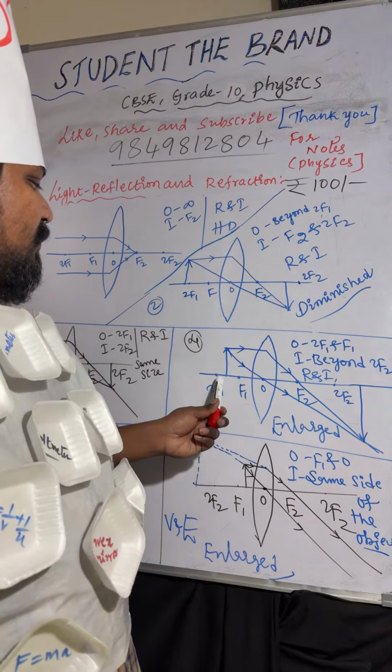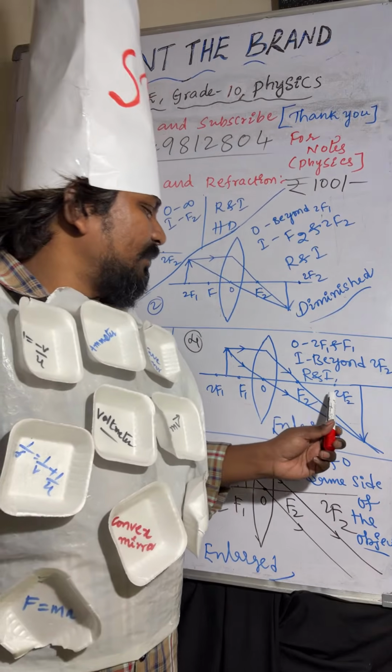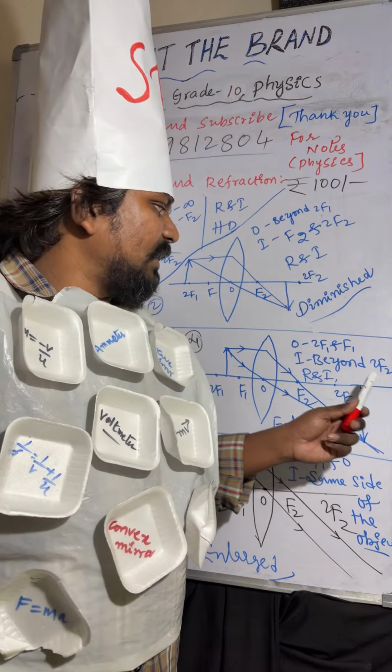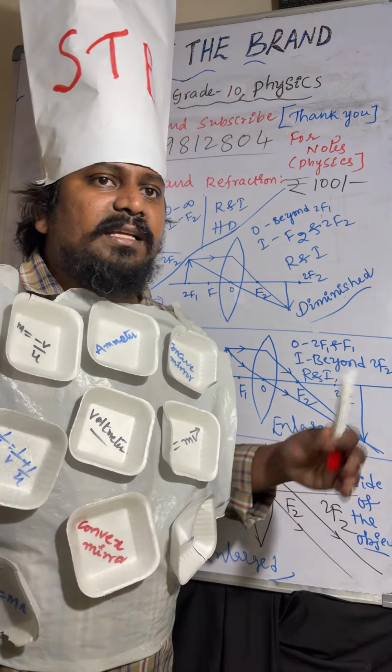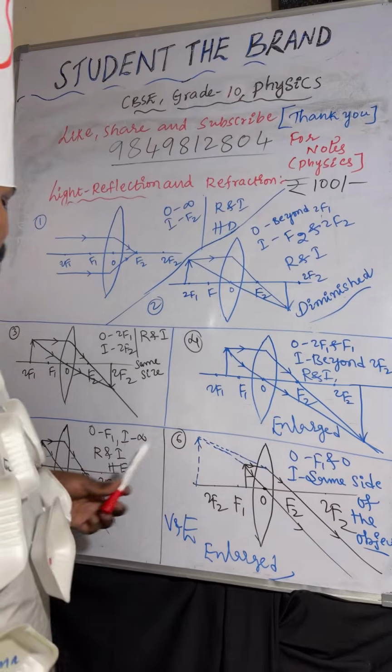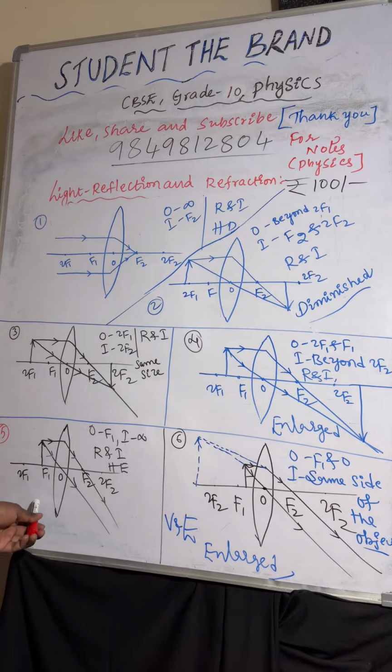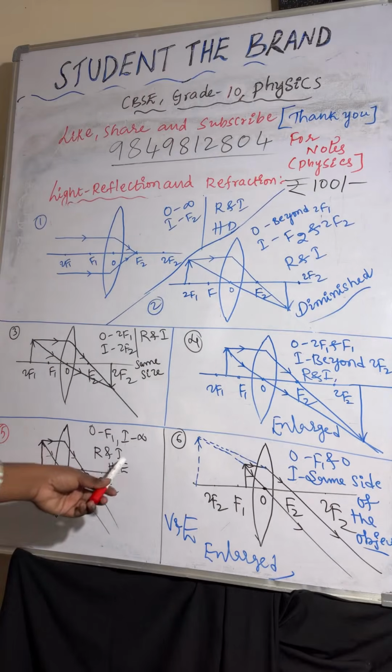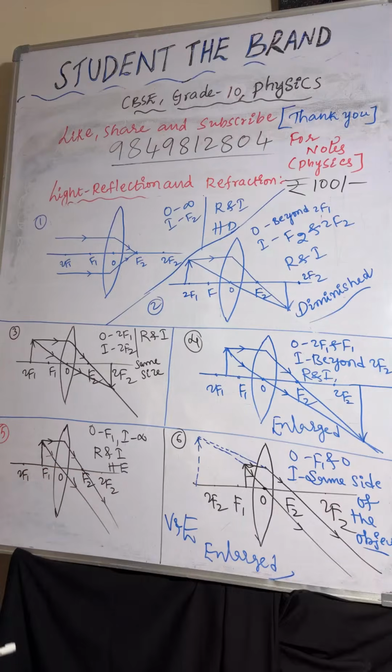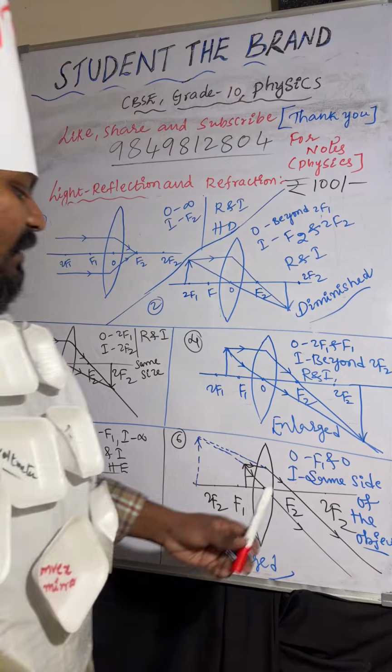Object is placed between 2F1 and F1. Image is formed beyond 2F2. Nature of the image is real and inverted. Size of the image is enlarged. Object is placed at F1. Image is formed at infinity. Nature of the image is real and inverted. Size of the image is highly enlarged.